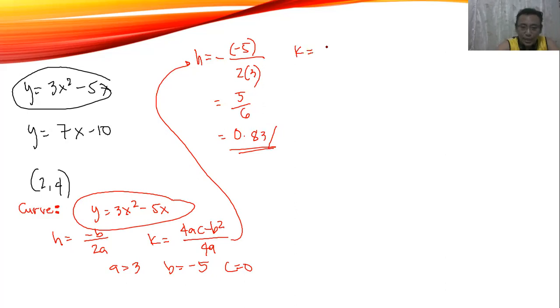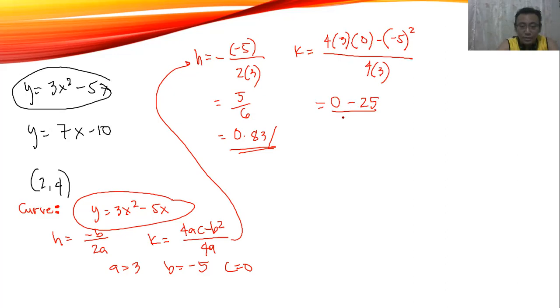For the value of k, we have 4 times 3 times 0 minus negative 5 squared all over 4 times 3. So 4 times 3 times 0 is equal to 0 minus 25 over 4 times 3 is equal to 12. Therefore, negative 25 divided by 12 is equal to negative 25 over 12. So this is equal to negative 2.08.